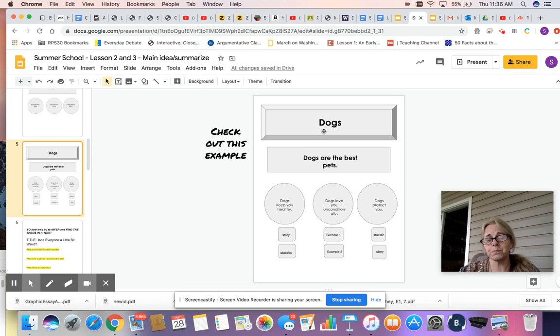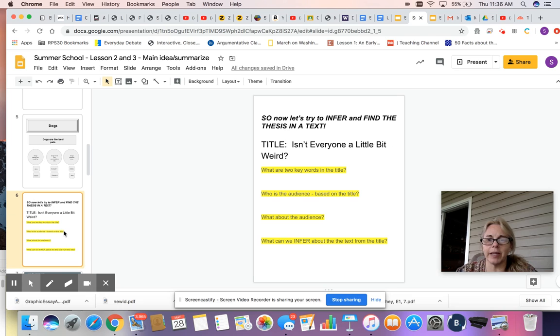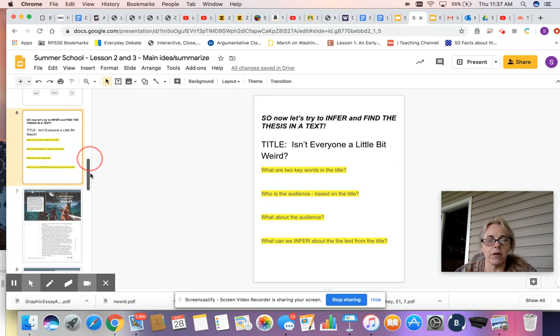Got it? The reason that we're doing all this is because we need to be able to do that with our text today. So we're going to read a story called Isn't Everybody a Little Bit Weird? And just thinking about that title and the skill that we worked on in lesson 1, making inferences, what can we make an educated guess about just looking at the title?